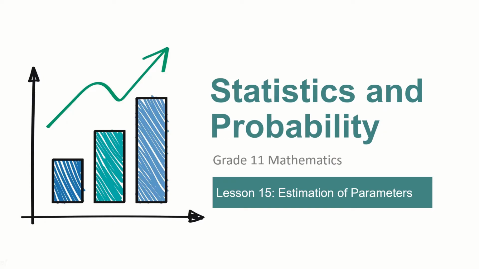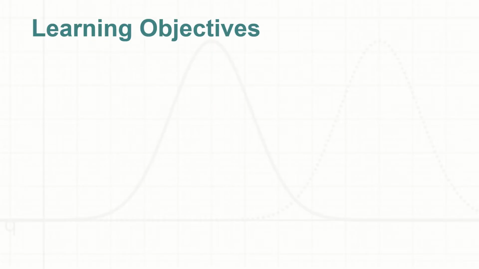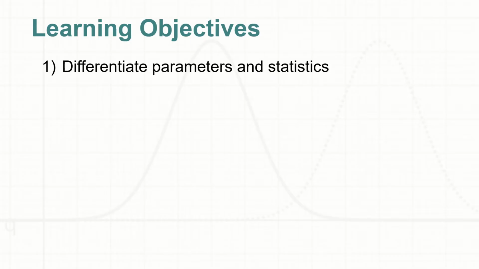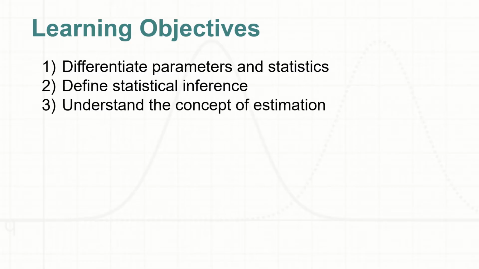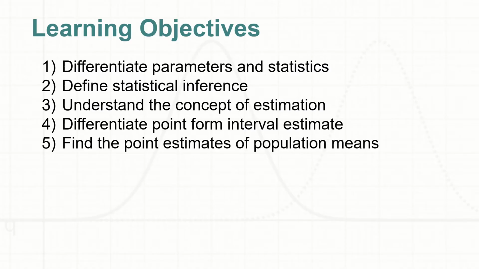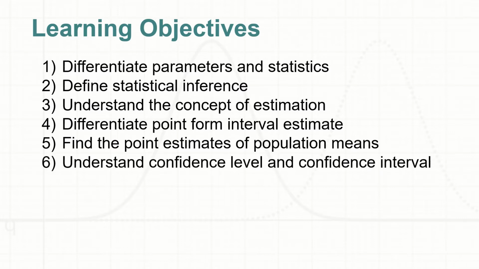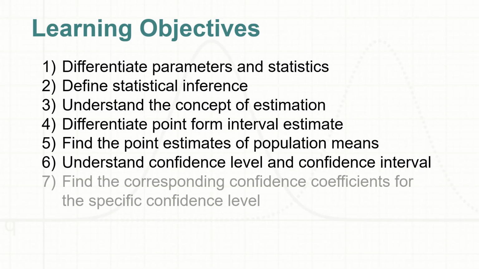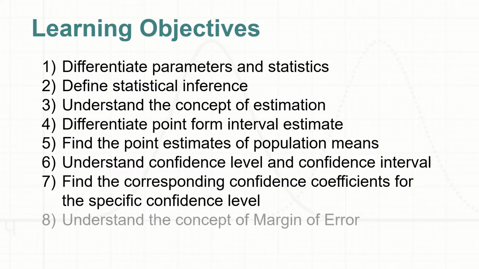In this series of lectures, we're going to learn concepts related to estimation of parameters. Specifically, we're going to learn how to differentiate parameters and statistics, to define statistical inference, understand the concept of estimation, differentiate point from interval estimate, find the point estimates of population means, understand confidence level and confidence interval, find the corresponding confidence coefficients for a specific confidence level, and understand the concept of margin of error.